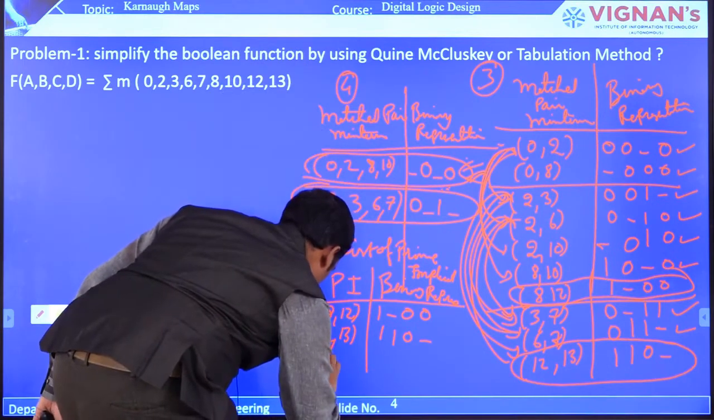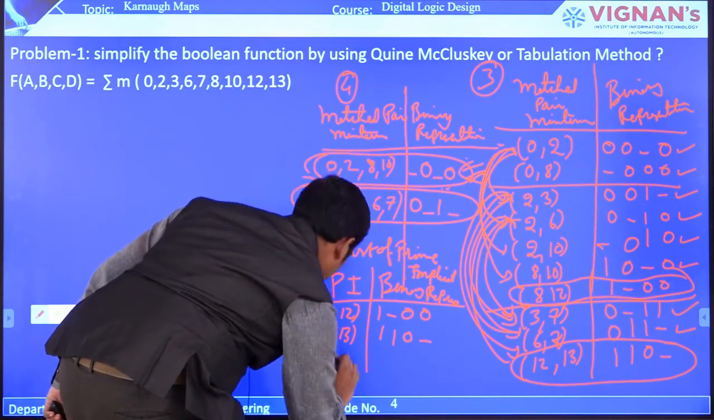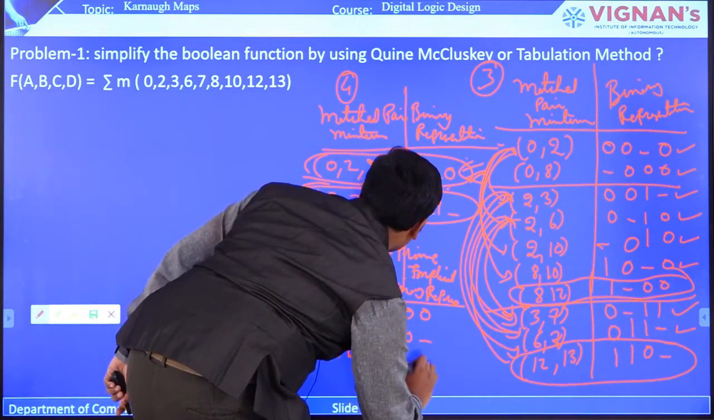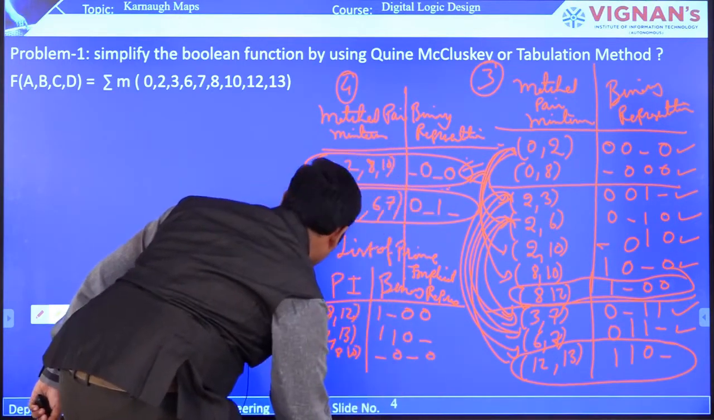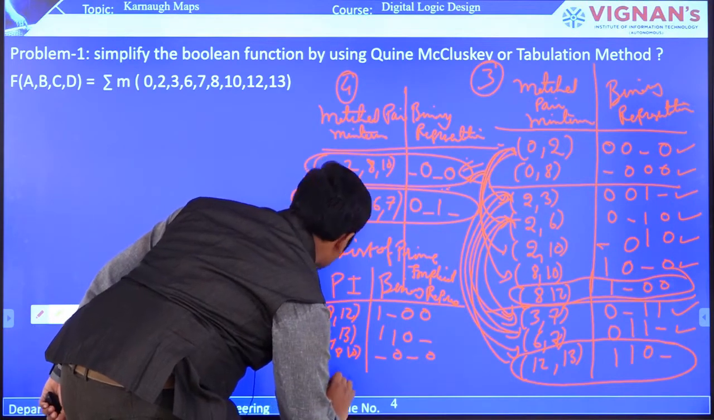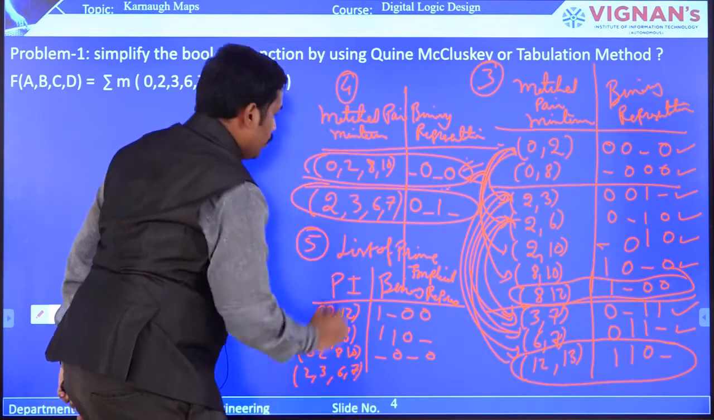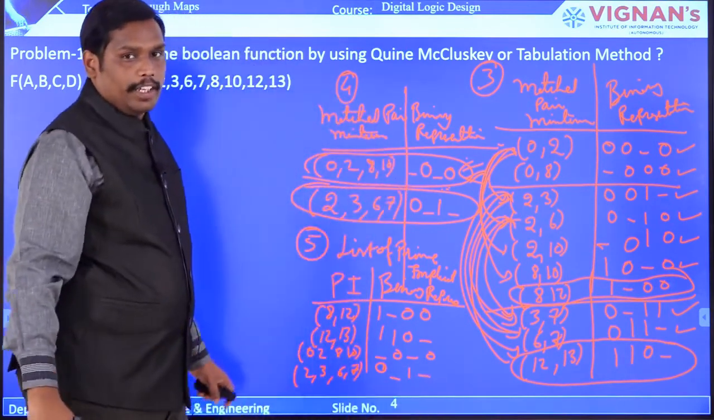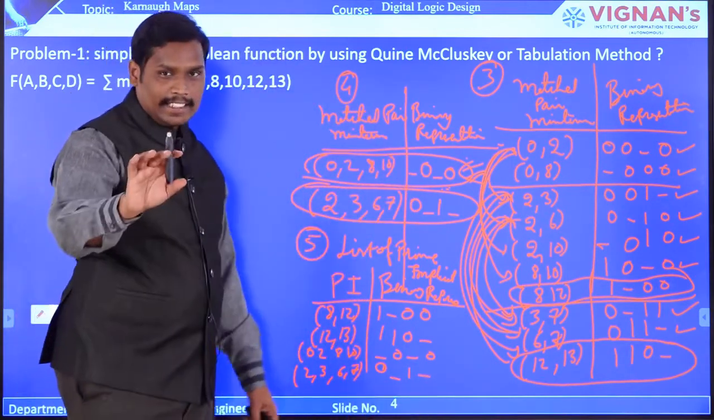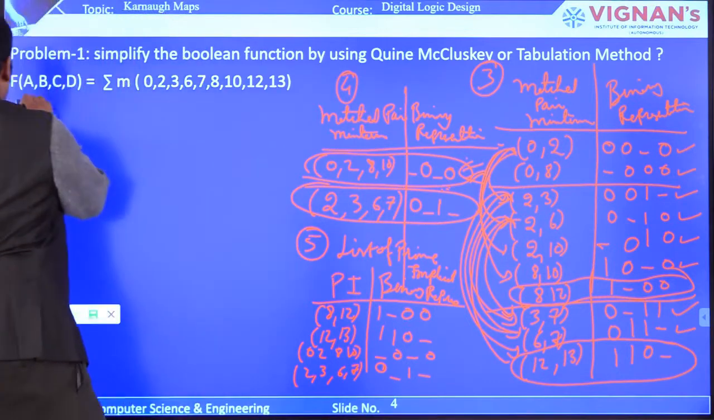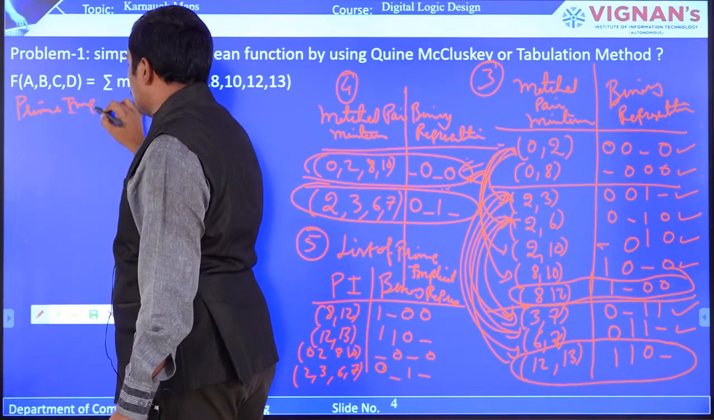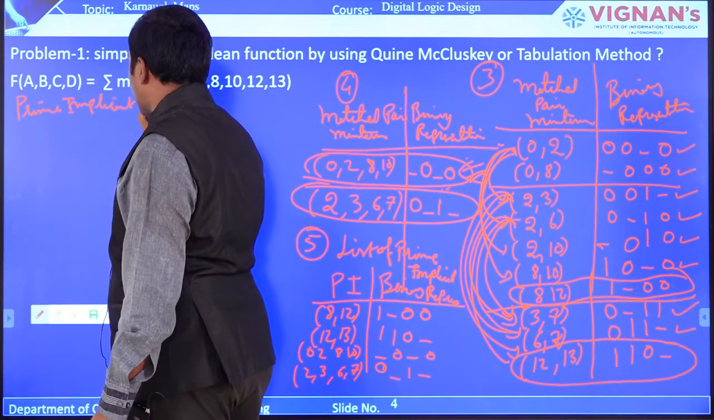So here it is 0, 2, 8, 10. So it will be underscore 0 underscore 0, and next 2, 3, 6, 7, which is 0 underscore 1 underscore. So I hope this is clear. So the list of prime implicants is ready, and the last step, which is an important step, is called the prime implicant chart.